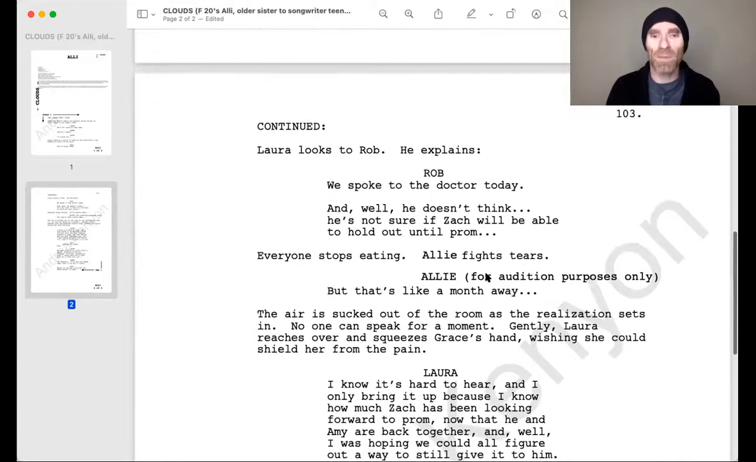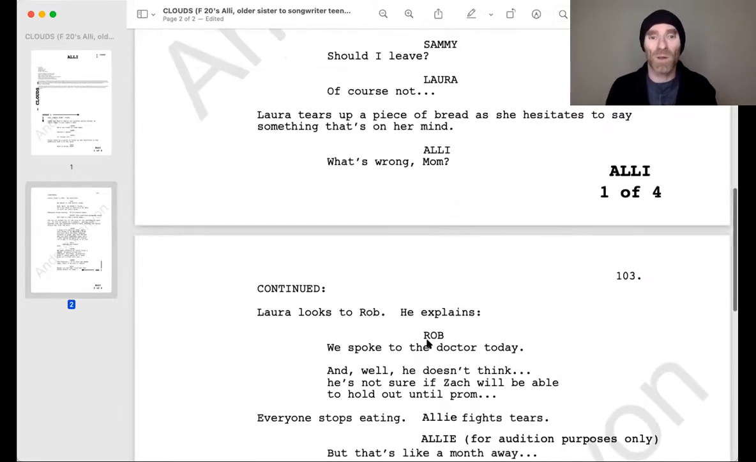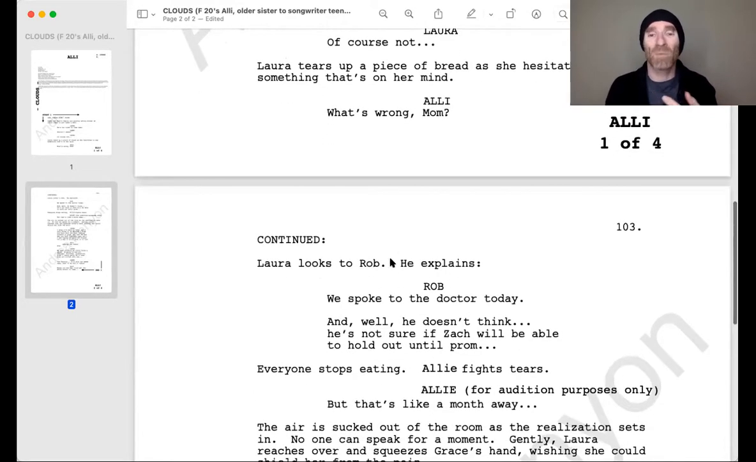Now, if you're prepping Alli, you might want to consolidate, or put mom and Rob together into the same eyeline. So Laura and Rob, the same eyeline, because this information, "What's wrong, mom?" "We spoke to the doctor today." When we are watching just you as Alli, there's no reason that this can't be the mom. I don't think there's a compelling reason to split up the eyeline. The risk is that it's just going to be confusing in telling the story.